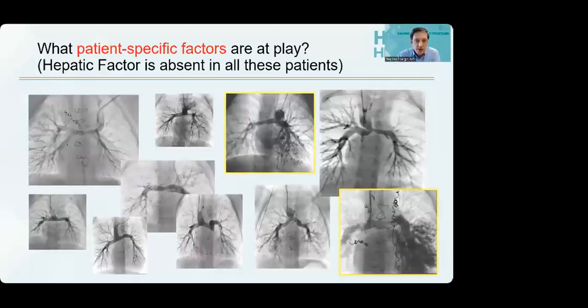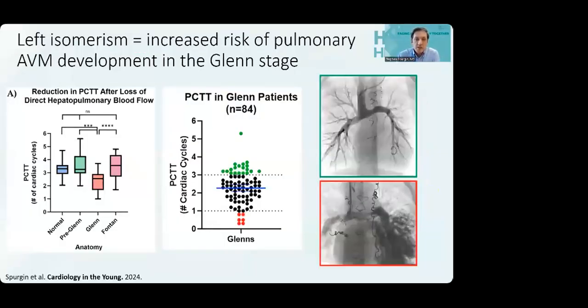Well, even without an echocardiogram, it's a good bet that these are your left isomerism patients, because they tend to get the worst of pulmonary AVMs during the Glenn stage. So we know that among patients with single ventricle congenital heart disease, those in the Glenn stage are at clear risk of pulmonary AV development. Clinically, they present with progressive and severe desaturation.